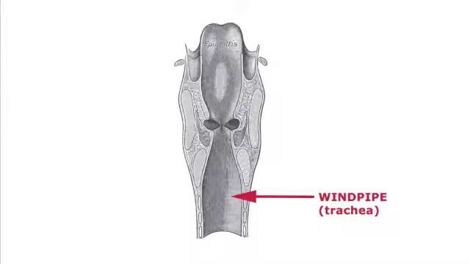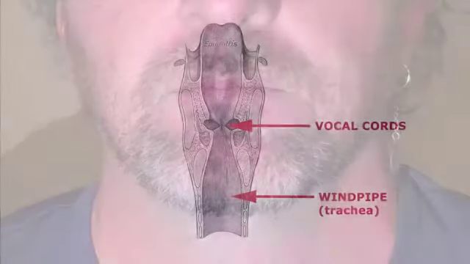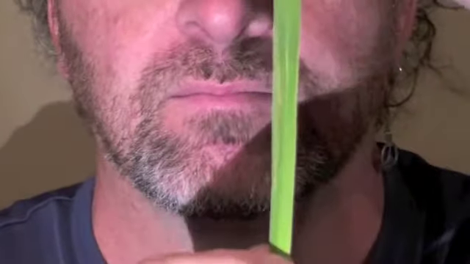These cords are really just folds of tissue that vibrate when air passes by them, much like the schoolyard trick of blowing across a piece of grass. The air makes the grass vibrate, creating a high-pitched sound.